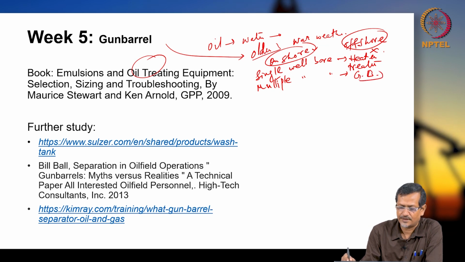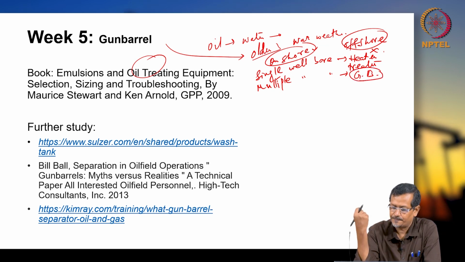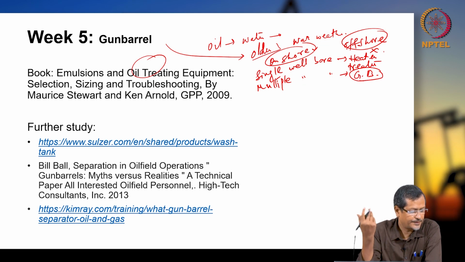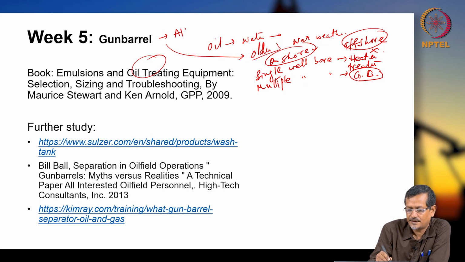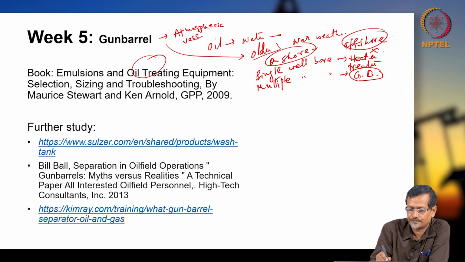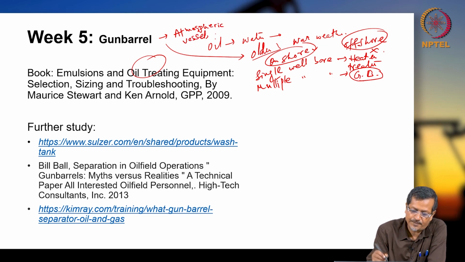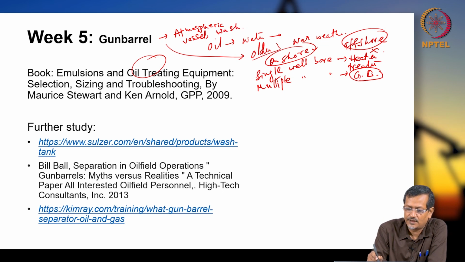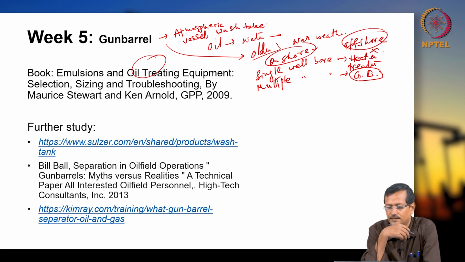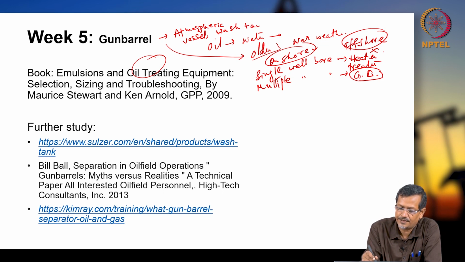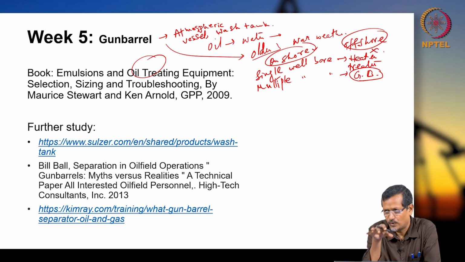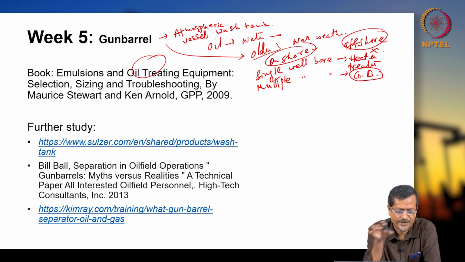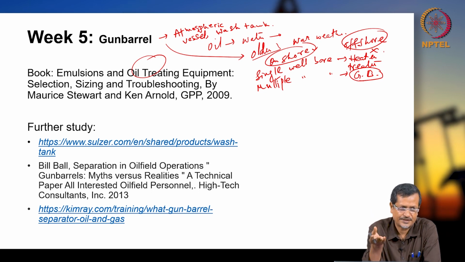I am using GB for gun barrel, as a short form, and it's called an atmospheric vessel. Different names are there: atmospheric vessel. Sometimes you say wash tank. Why the term wash tank? Actually you are washing oil using water, so that's why they use the term wash tank. And pressure is low, so that's why they say atmospheric vessel.